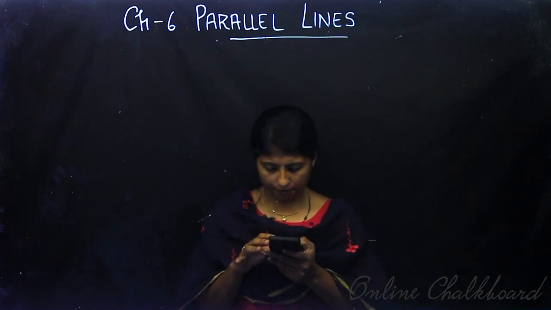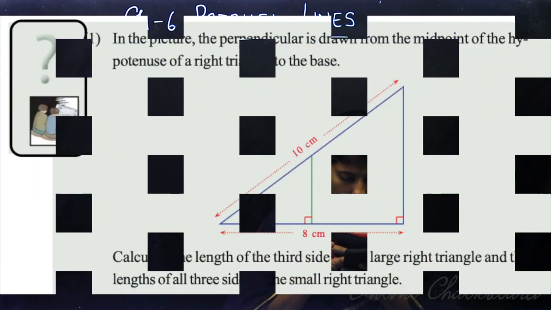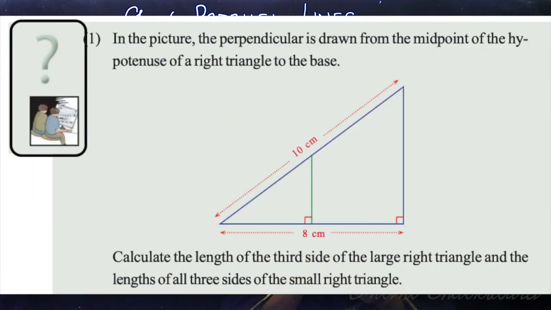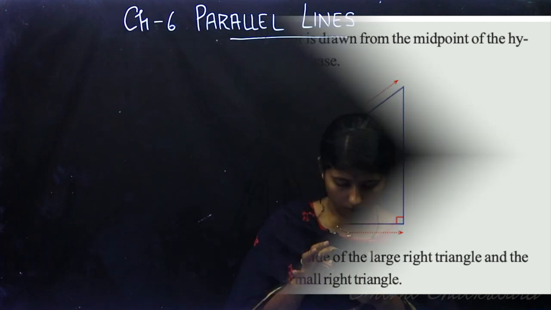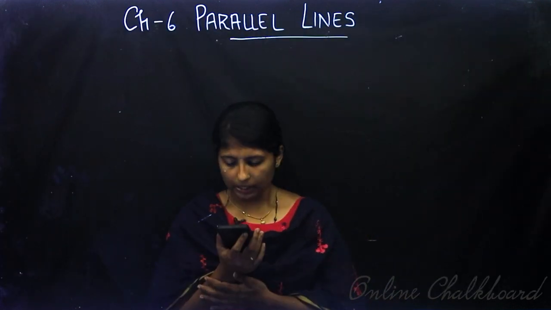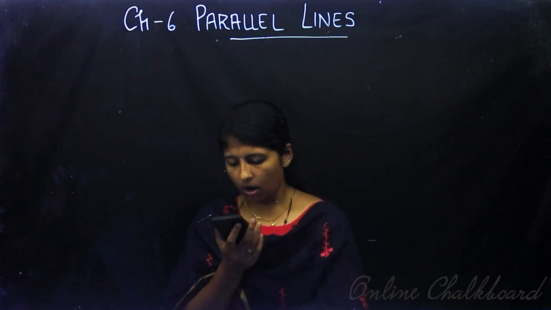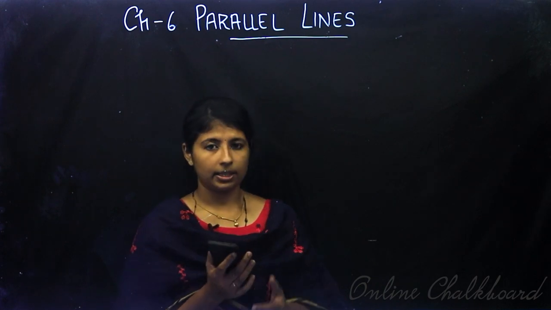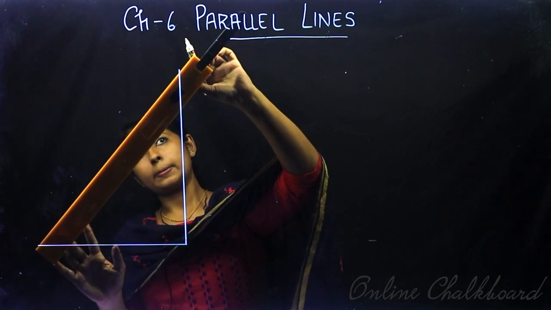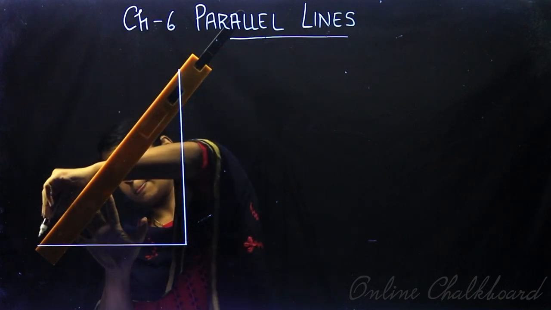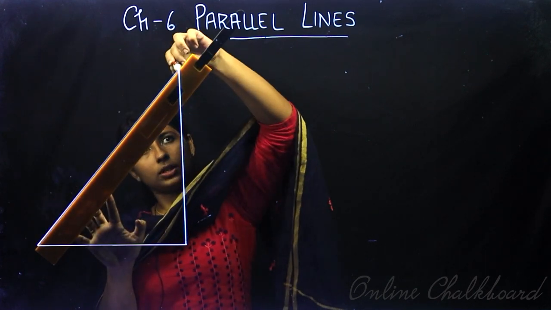So let's look into our first question. In the picture, the perpendicular is drawn from the midpoint of the hypotenuse of the right triangle to the base. Calculate the length of the third side of the large right triangle and the lengths of all three sides of the small right triangle. In this question, the perpendicular is drawn from the midpoint of the hypotenuse of a right triangle to the base. I have drawn a right triangle here.